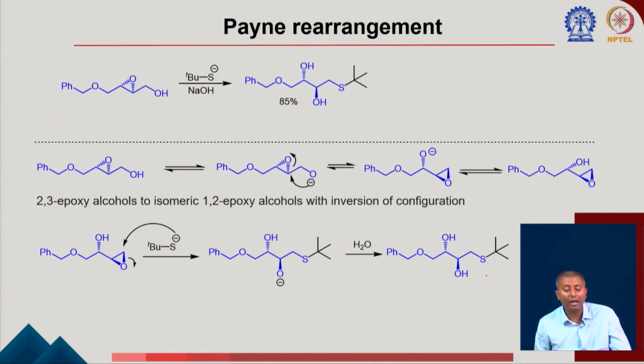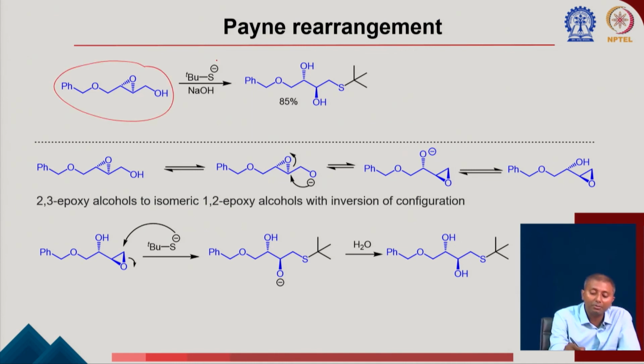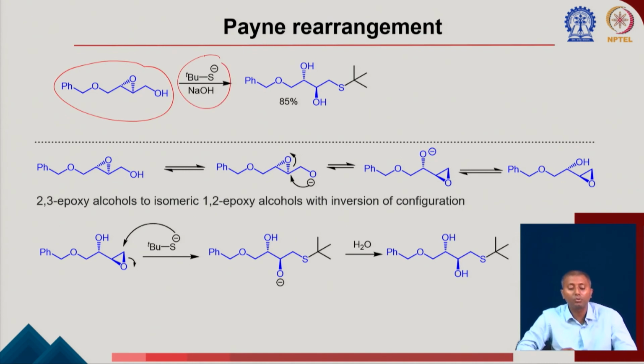Now if you have a scenario where you start with this particular compound and you treat it with this particular base, what is going to happen? You have this tert-butyl S minus in place of NaOH, now you have a tert-butyl thiol and NaOH. So now what is going to happen?